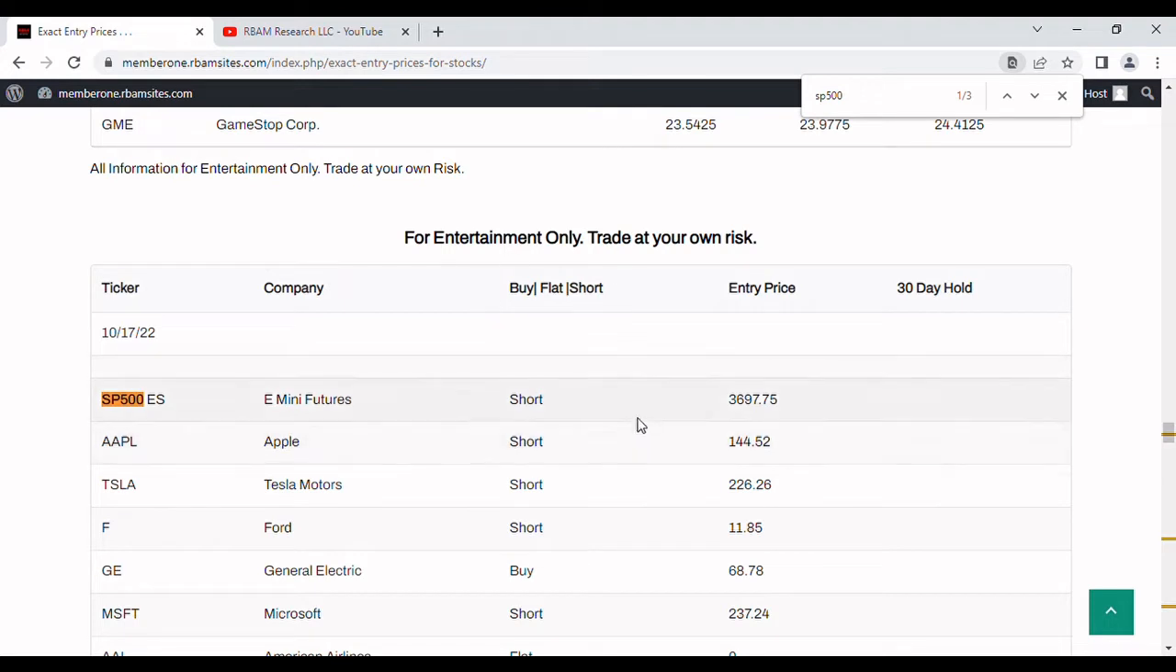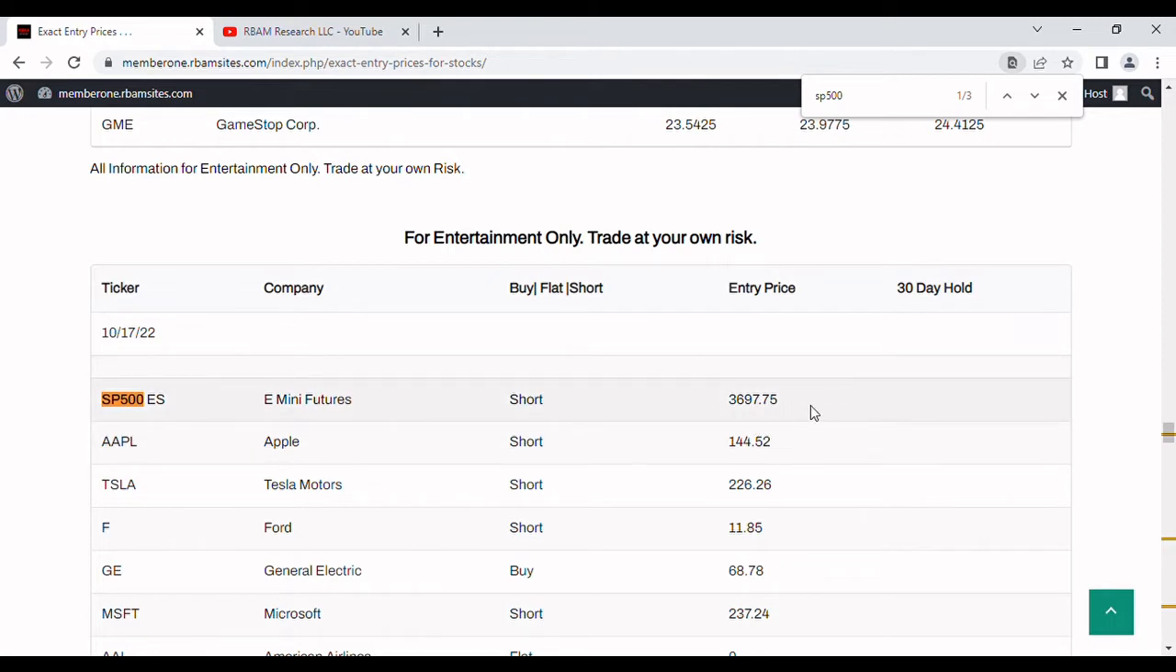a good idea. These are all for entertainment purposes only, but we're showing for the 17th this morning a short of 36.97 on the E-mini futures. Now this is a 30-day hold, but often you can, when the market's as volatile as it is today, you can use these, of course, for entertainment purposes only. You got to use your own analysis, but you can take a look at these for entertainment and see where you are in terms of your own ideas.